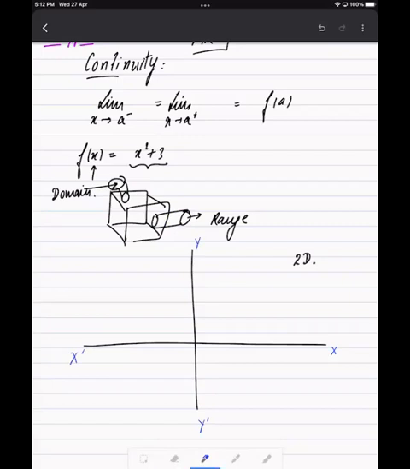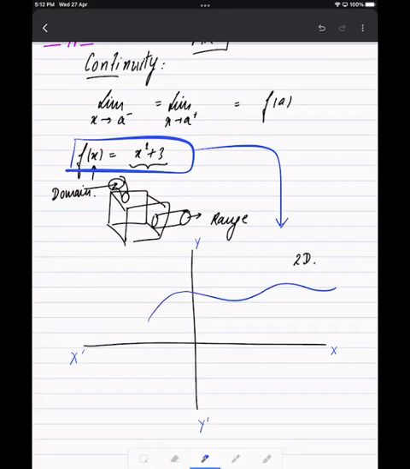So in a one variable function, we are in two dimensions. Let's say this is the graph of a function. If I want to check whether at point A the function is continuous or not, the first thing is that A should be from the domain itself. That's why I have taken this point A on the x-axis.